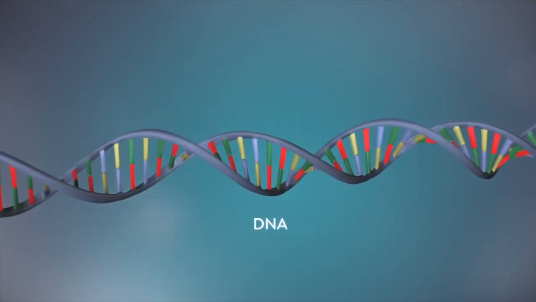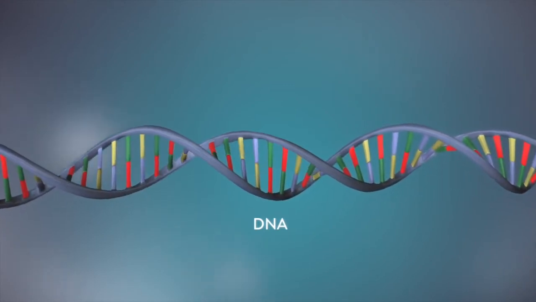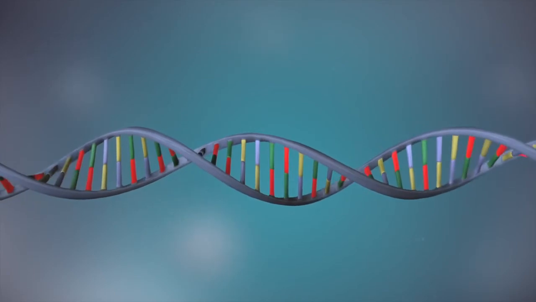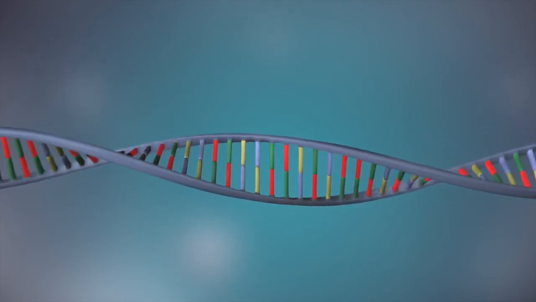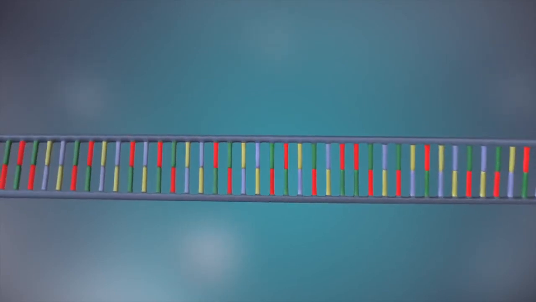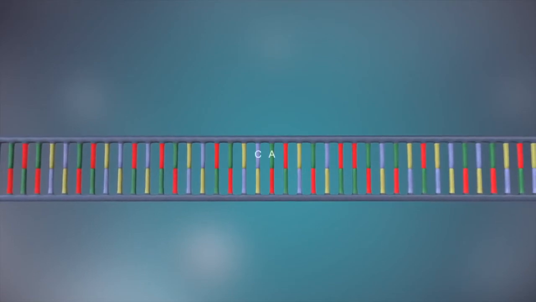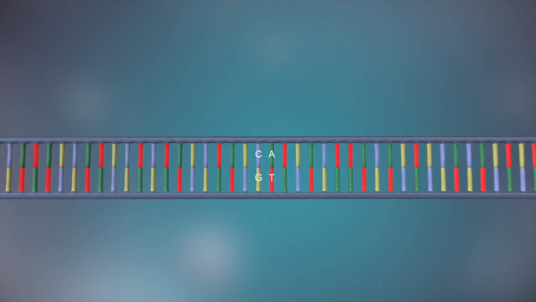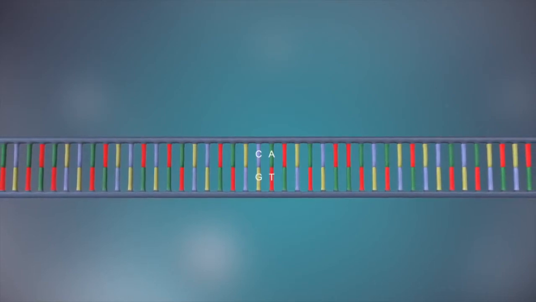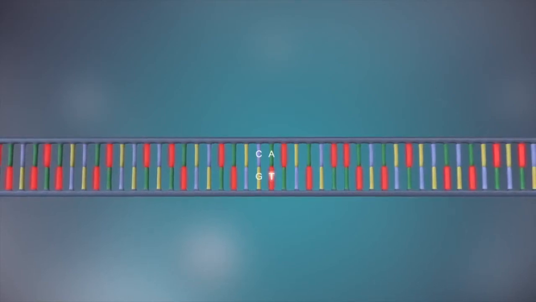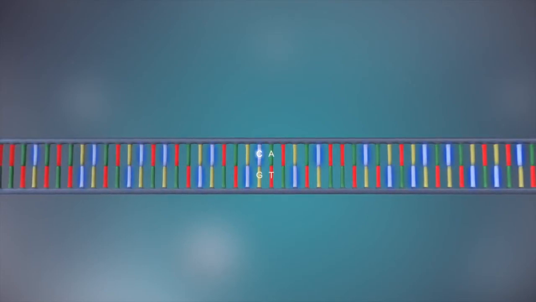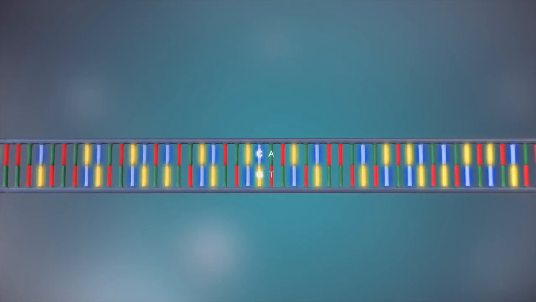DNA is a molecule made up of two strands, twisted around each other in a double helix shape. Each strand is made up of a sequence of 4 chemical bases, represented by the letters A, C, G and T. The 2 strands are complementary. This means that wherever there's a T in one strand, there will be an A in the opposite strand, and wherever there's a C, there will be a G in the other strand.